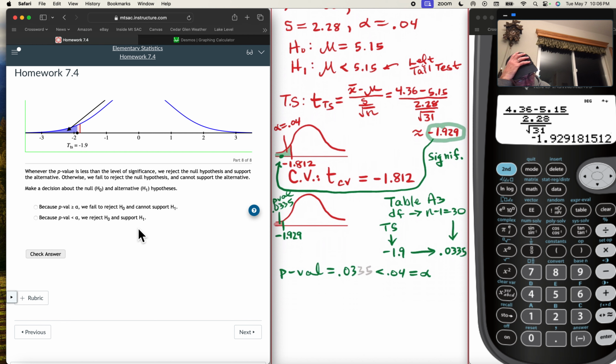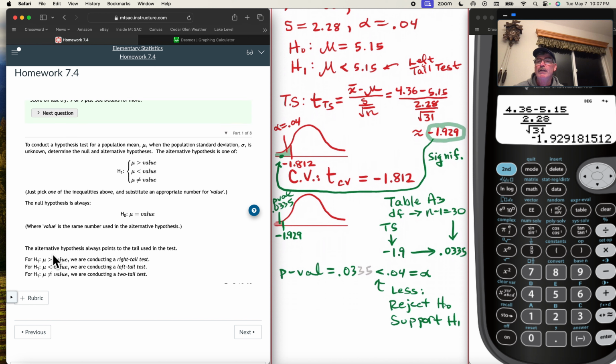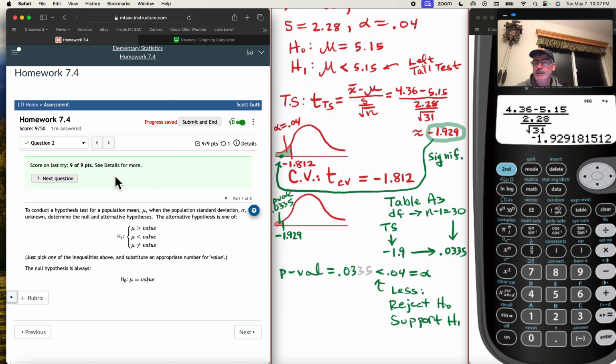Okay, and less means reject the null hypothesis and support the alternative. So I'll go ahead and check that off, and we're good to go. Everything should be great, and we got 9 out of 9. Very good. All right, so once again, I'm going to do a little cleanup here, and then we'll do one more problem.